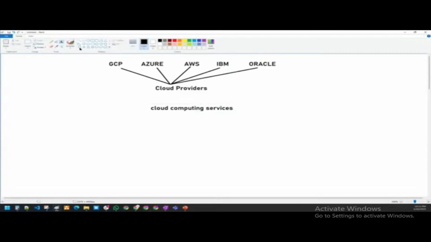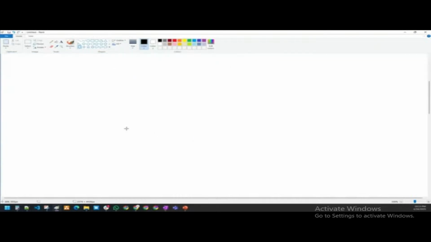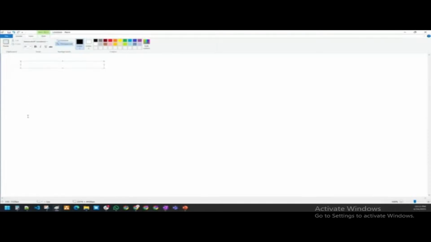What do they provide us, sir? The cloud computing services. Now tell me, what is the advantage of these cloud computing services? Correct. Take a simple example. For example, I have to store some data. Assume that I am working for some client and they have given me 100 terabytes of data, and they're asking me to store the data.